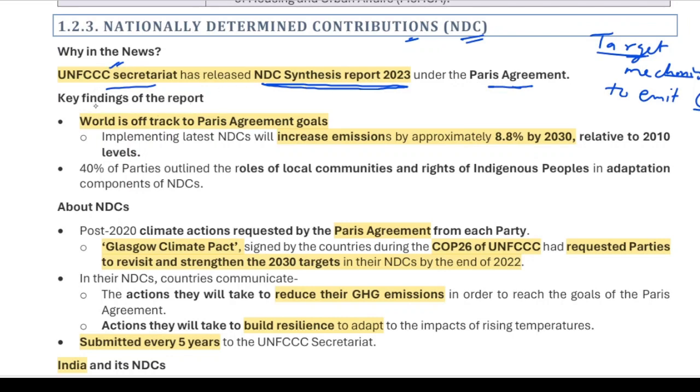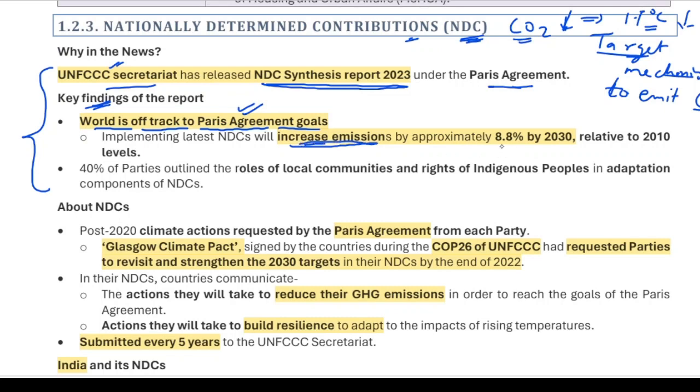What are the findings? These are very general findings. Every year the same findings keep repeating, so just remember this once and you will be good to go next year also. The world is off track on the Paris Agreement. NDCs were conceptualized to reduce carbon dioxide emissions; when emissions reduce, global warming, currently 1.1 degrees, will reduce. But that is not happening. This report says that instead of decreasing, emissions are increasing by approximately 8.8% by 2030. You have to remember this.